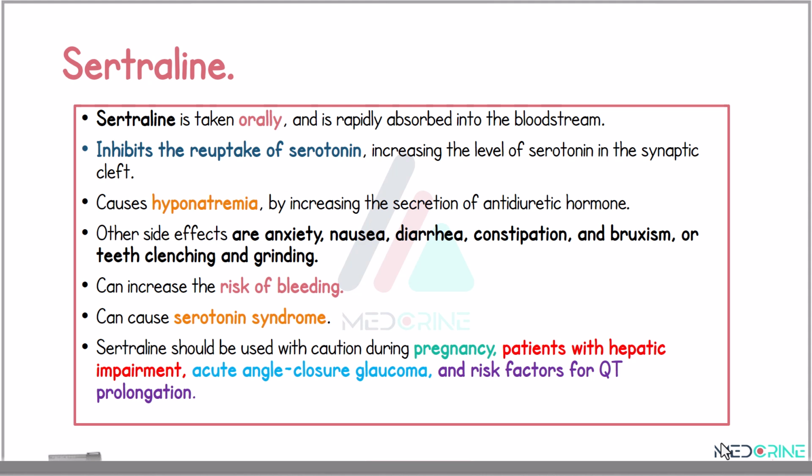SSRIs like sertraline can increase the risk of bleeding, especially if they are given along with antiplatelets or anticoagulant medications. Additionally, sertraline can cause serotonin syndrome, which usually occurs when it's combined with other antidepressants which increase the level of serotonin in the brain. Sertraline should be used with caution during pregnancy as well as in patients with hepatic impairment, acute angle-closure glaucoma, and risk factors of QT prolongation.